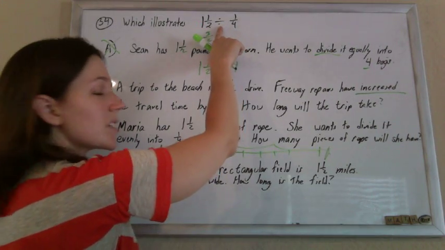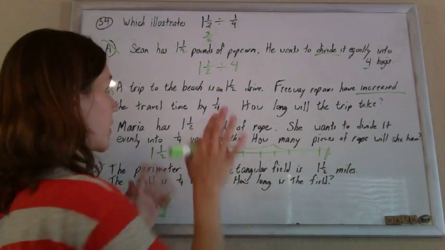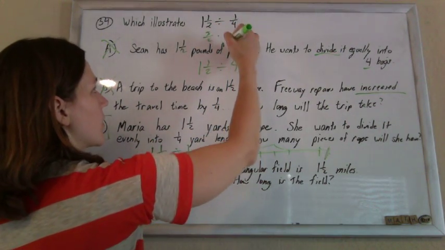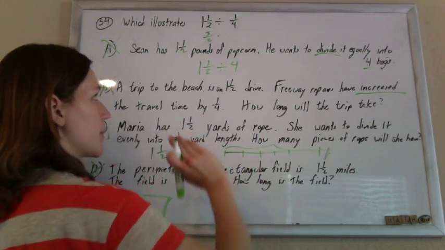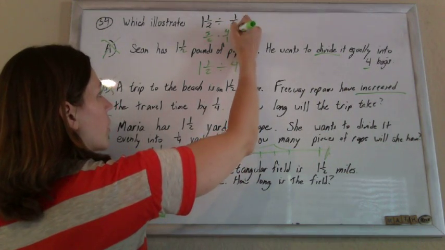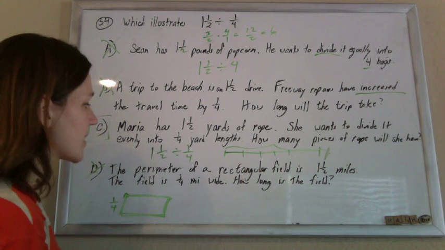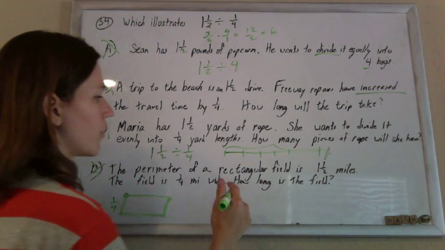And don't ask why, just flip and multiply. No, we will ask why, but for now, if you're dividing, you're flipping and multiplying. So divided by 1/4 is the same as times 4/1. So this is 12/2, which is 6. So she should have 6 pieces that are each 1/4 long.